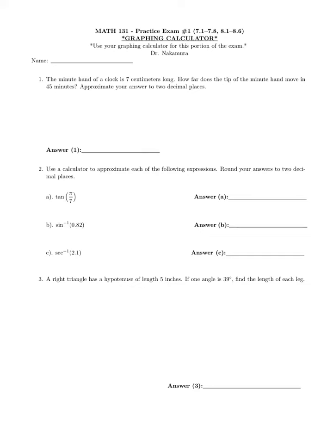So this is the practice exam 1, the graphing calculator portion of it. So let's get started on number 1. The minute hand of a clock is 7 centimeters long. How far does the tip of the minute hand move in 45 minutes? Approximate your answer to 2 decimal places.